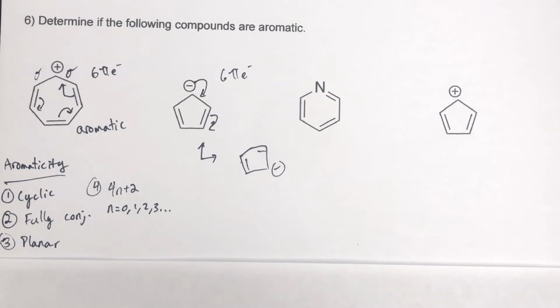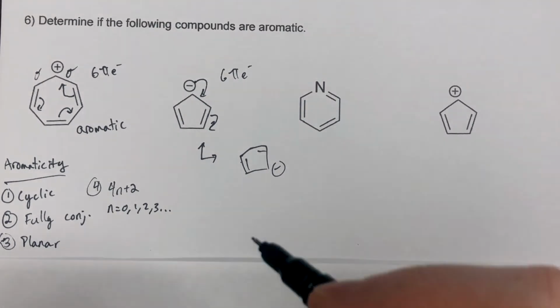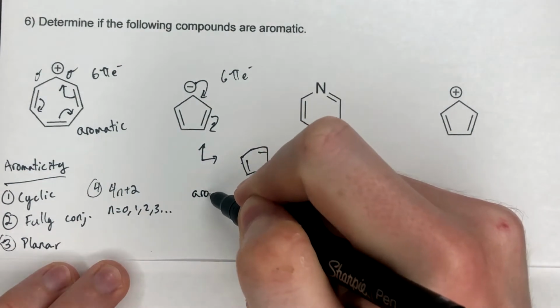So in essence, that means that it follows Huckel theory. It is fully conjugated for the same reason that the first one is. The resonance allows for this conjugation. Fully planar, again, for the same reason, due to the resonance. And then, of course, it is cyclic. So this is also aromatic.